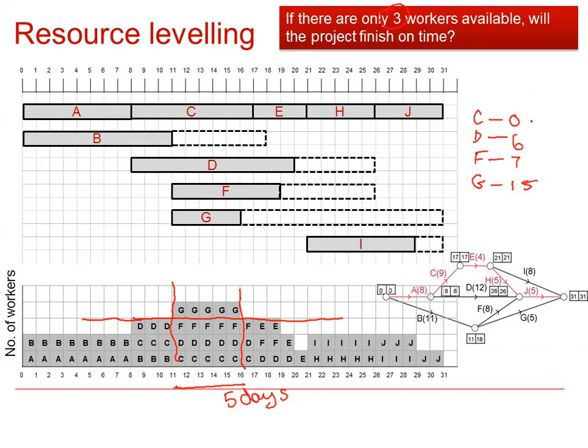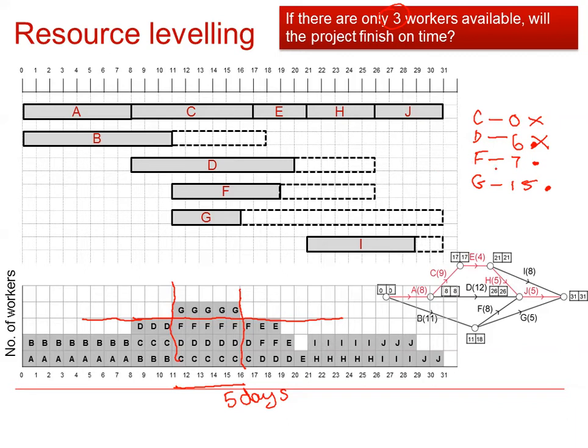Obviously we can't delay activity C without the whole project being delayed, so we're going to try and avoid delaying the critical activity C. D can be delayed by 6 days, F can be delayed by 7 and G can be delayed by 15. Since D starts before day 11, we try to avoid delaying activity D.